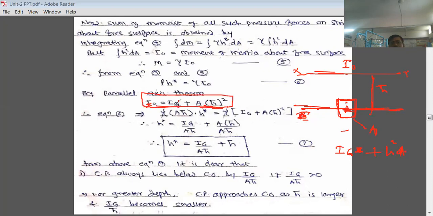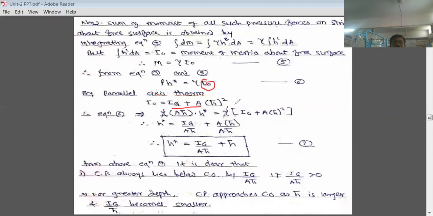We use that here and write this equation. Now, instead of writing I0, what will I write? I will write this part here. Simultaneously two steps have been performed here. Instead of this P, I have written gamma A h bar, which we derived earlier. P is the total pressure, which is represented by gamma A h bar. So this H star will be as it is, gamma will be as it is, and instead of this I0, I will write this part, which has come from the parallel axis theorem.